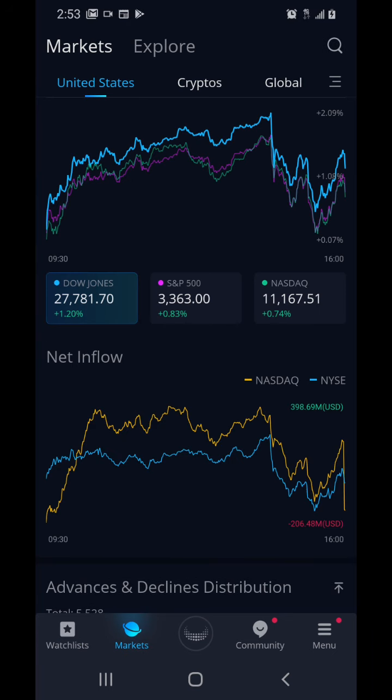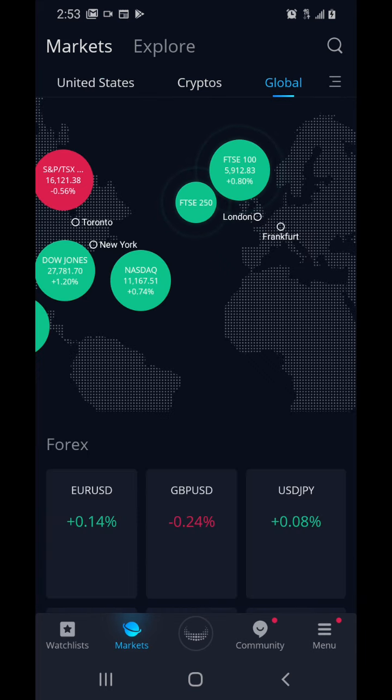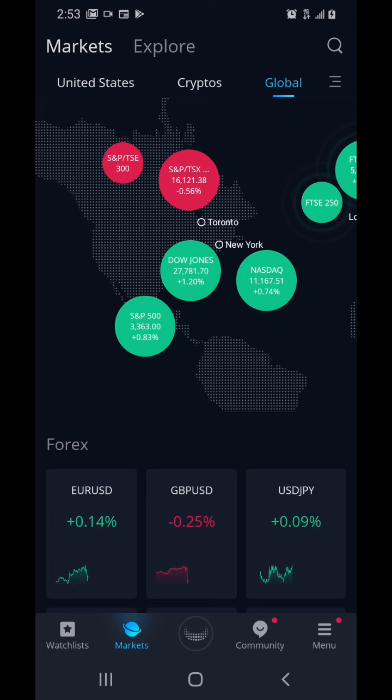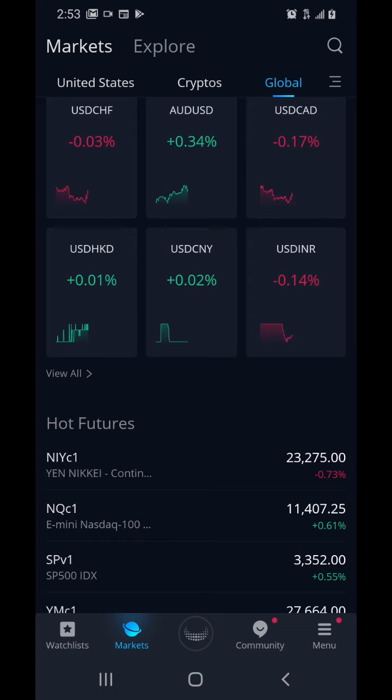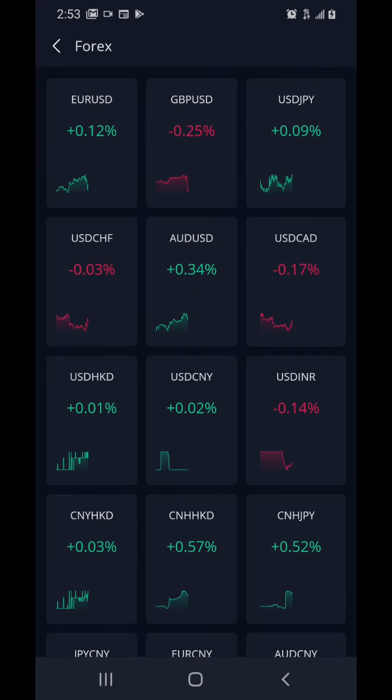Right off the bat, before we even get started, we're going to go to Global Forex, and we're going to go straight to currency regimes, where all this is generated. Stock market was up today. Obviously it was.